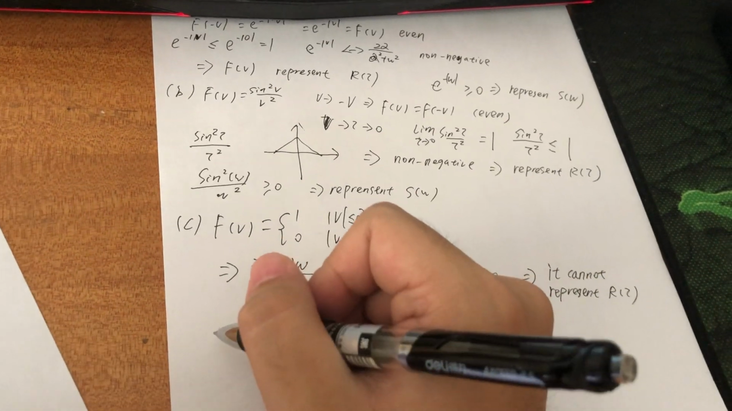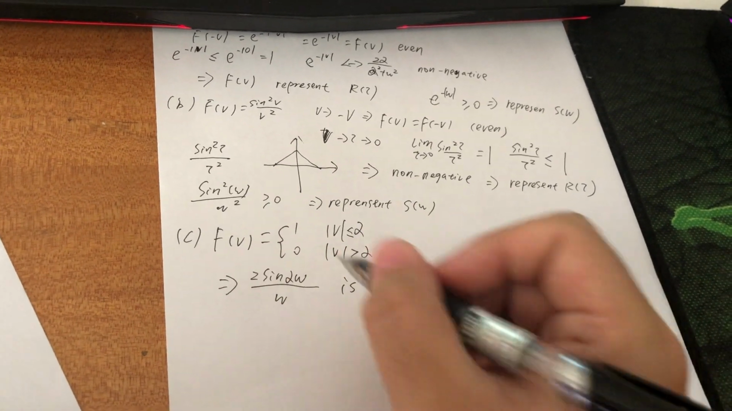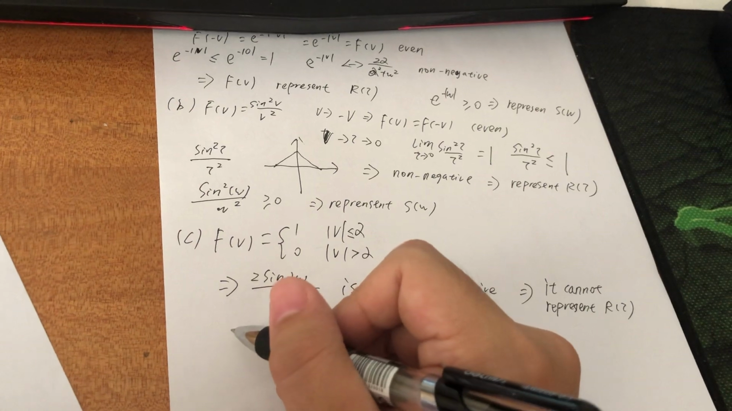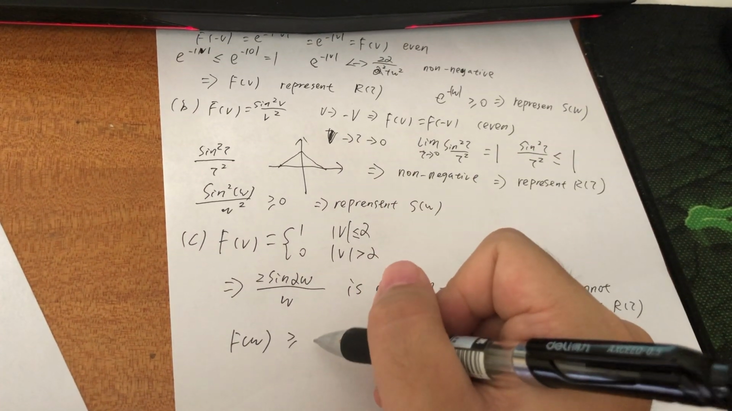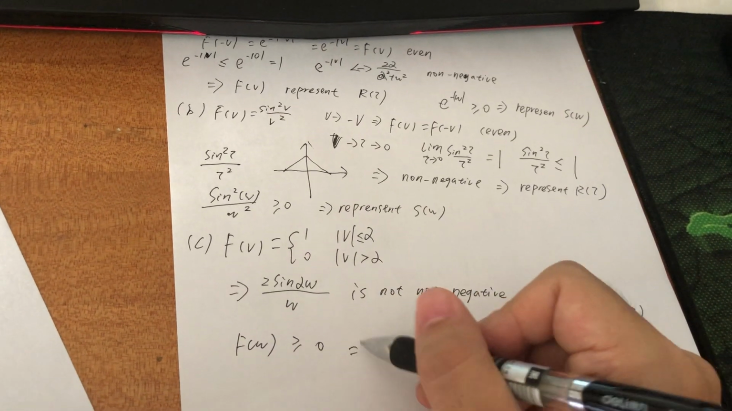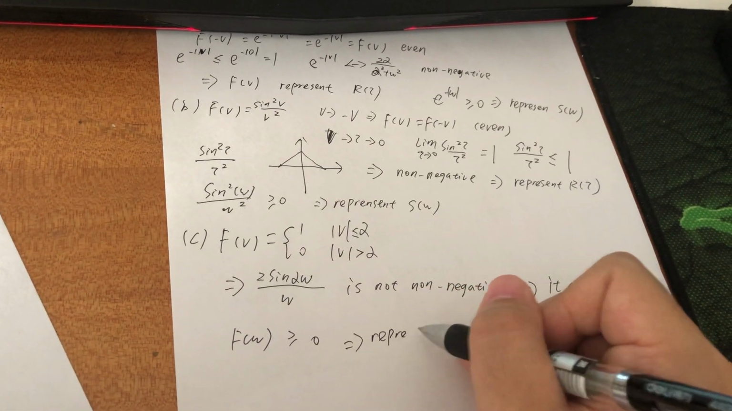For the power spectrum, we can easily change V to omega, and we know the function is greater than or equal to 0 or 1. So it can represent a power spectrum.